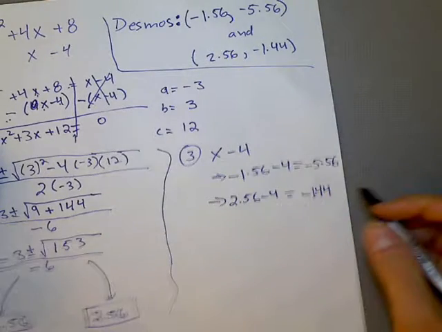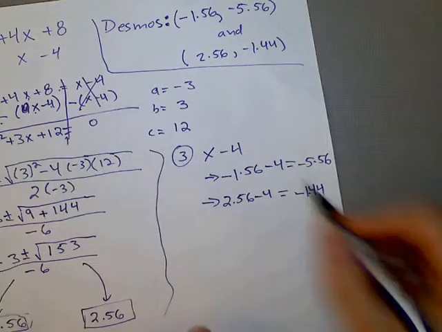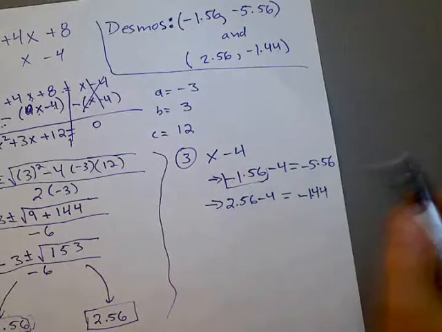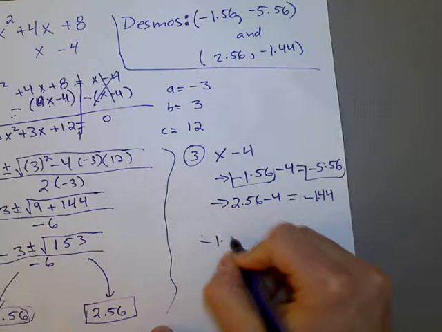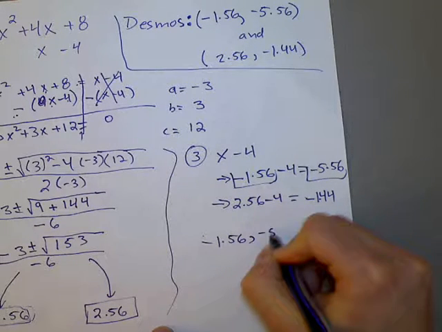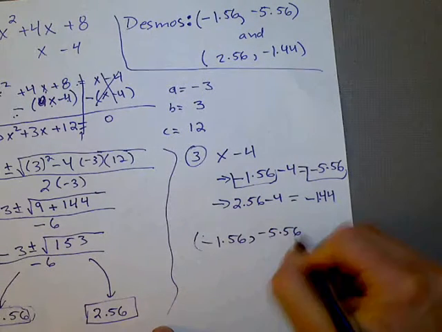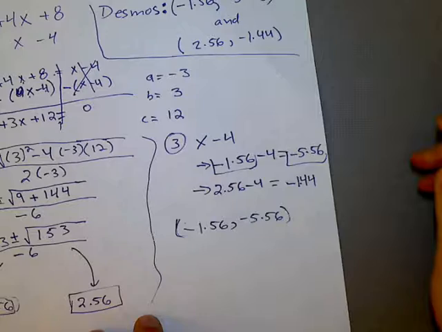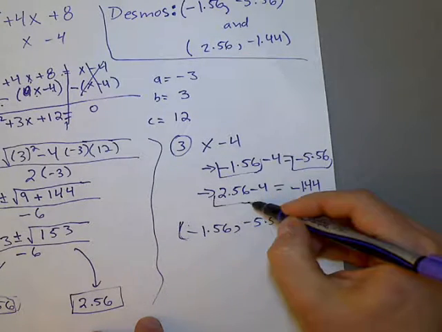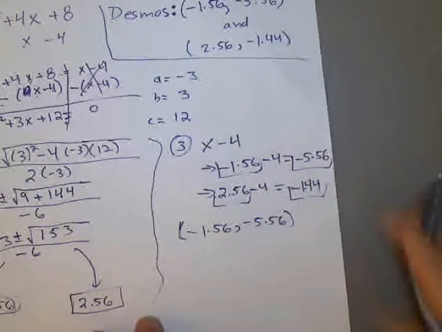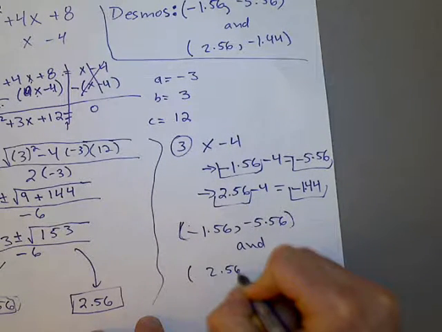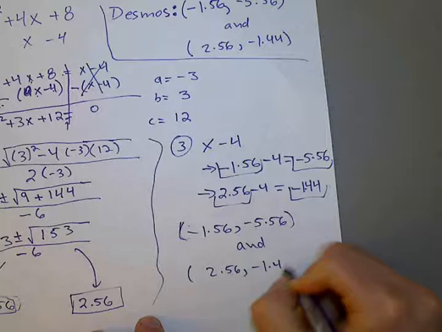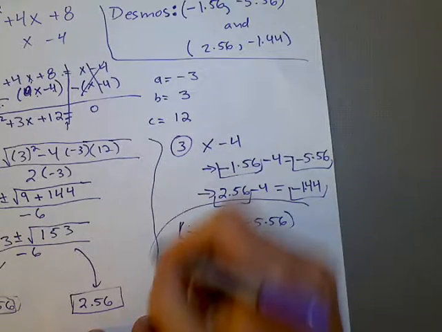So then let's write the answers in ordered pair. So one of our answers is going to be negative 1.56 and negative 5.56. Negative 1.56 comma negative 5.56. And the other answer is going to be 2.56 and negative 1.44. 2.56, negative 1.44. And that's the 2 points where these two equations are going to intersect.